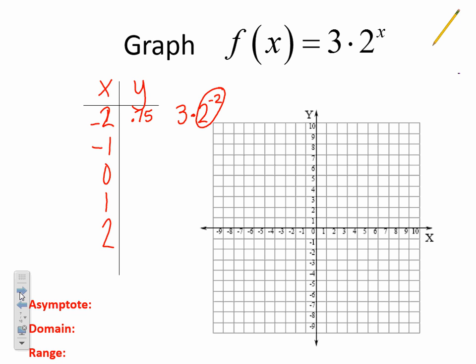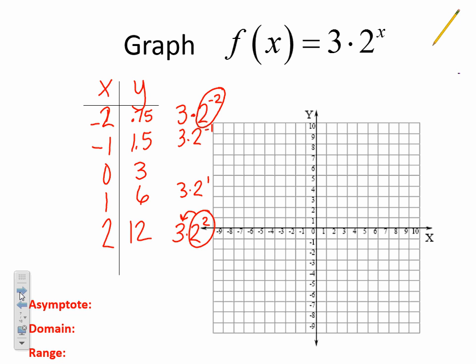Okay, and we'll do the same thing with -1. I'll just retype this here, 3 times 2 to the -1, and we'll ask the calculator what that value is, 1.5. 0, if we type that in, 2 to the 0 power is 1 times 3 is 3. And then if we do 3 times 2 to the first, 2 to the first is 2, times 3 makes 6. 3 times 2 squared, that's 4, times 3 makes 12.